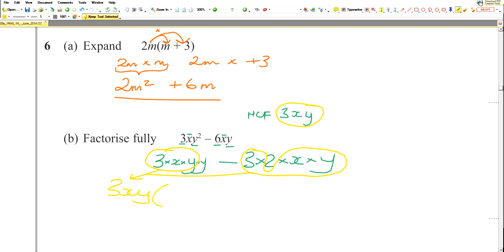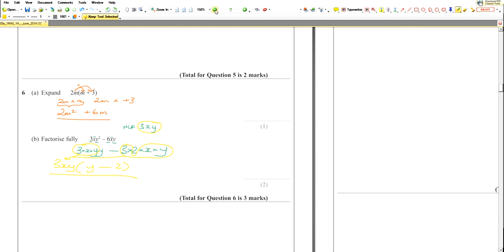And what's left over now? What's left over on this side? Y minus 1. Just the y, copy down the minus. What's left over here? 2. Minus 2. Are we happy with that? Are we happy that's the answer? Okay. Let's make it a bit smaller now. Go back to the side.